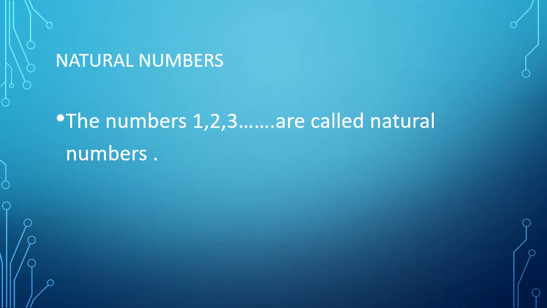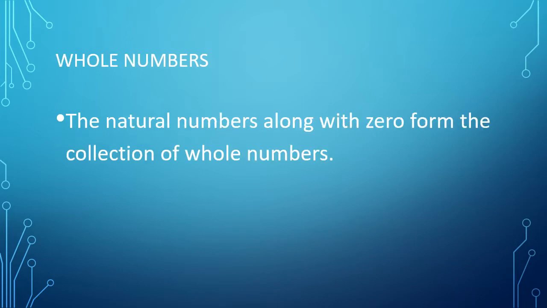In the previous class, we have learned about natural numbers. The numbers 1, 2, 3, etc. are called natural numbers. Whole numbers. The natural numbers along with 0 form the collection of whole numbers. So the numbers 0, 1, 2, 3, 4, etc. form whole numbers.